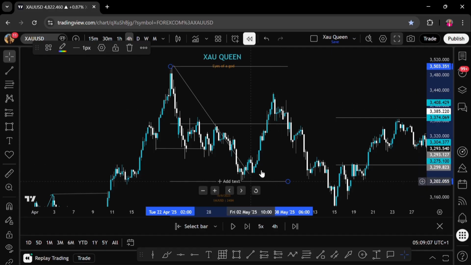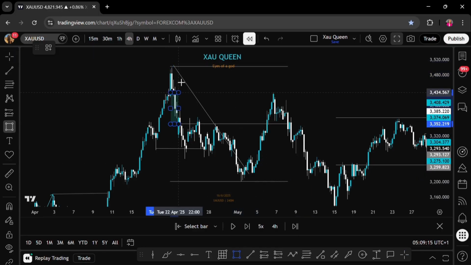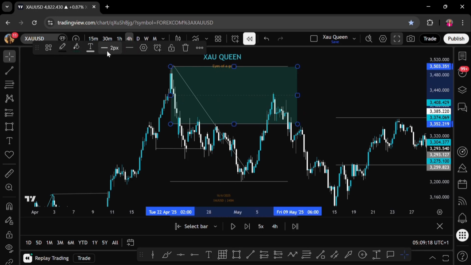We'll drag it from bottom to top, but now because we want to sell, we are dragging it from top to bottom. So where is our premium zone? Inside all this box is our premium zone. This box inside here is our premium zone.